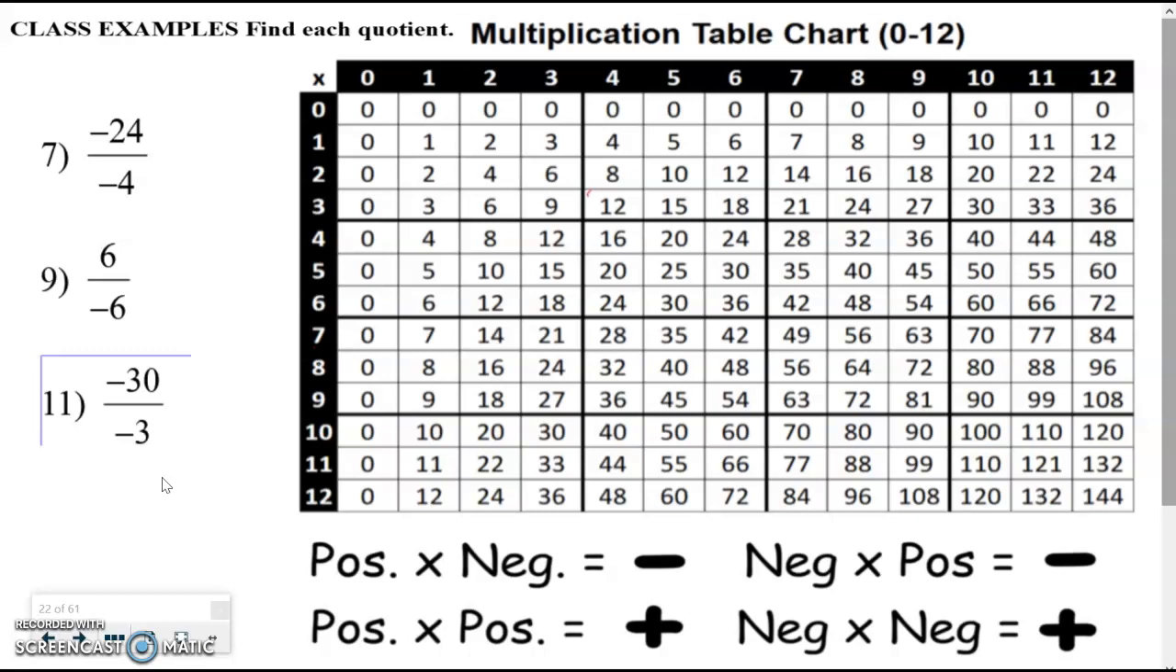Today we're looking at how to divide integers, positive and negative integers. So here I've got a multiplication table, and I've got the rules for multiplying integers, whether you have a positive or negative. Similar to multiplication, the division is the same, but instead of multiplying, you're dividing.